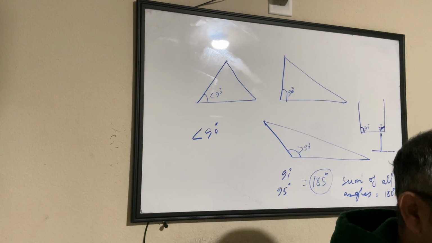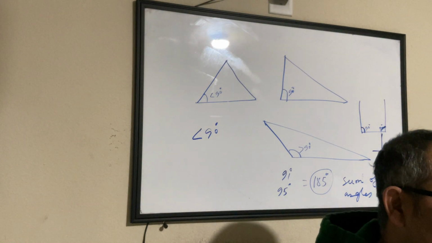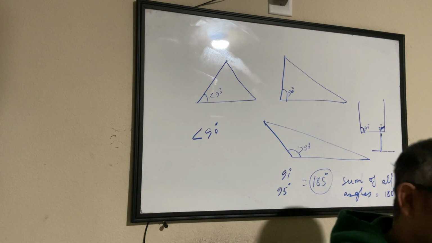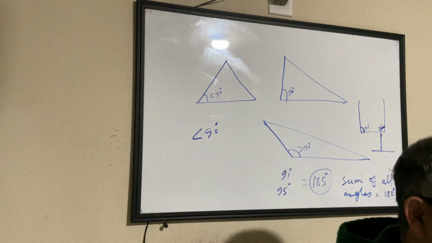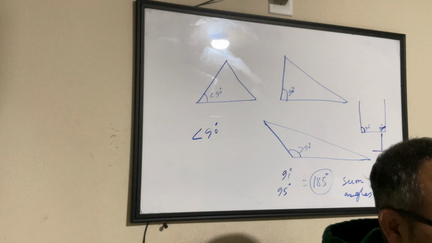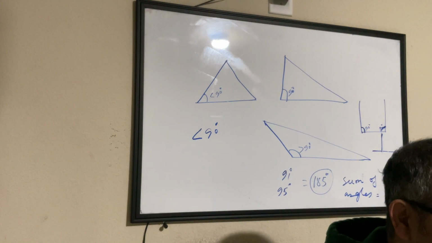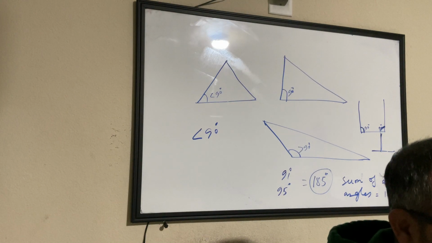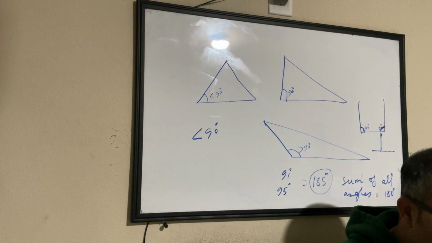There are so many types of triangles: acute triangle, isosceles, acute angle, isosceles triangle, right angle triangle, obtuse, scalene triangle.